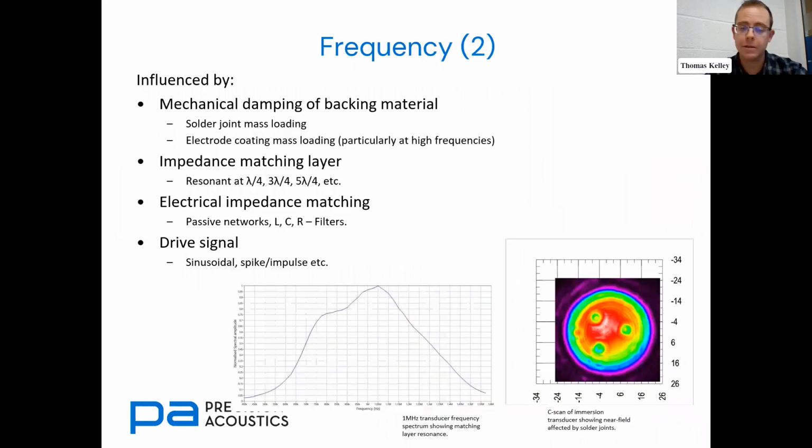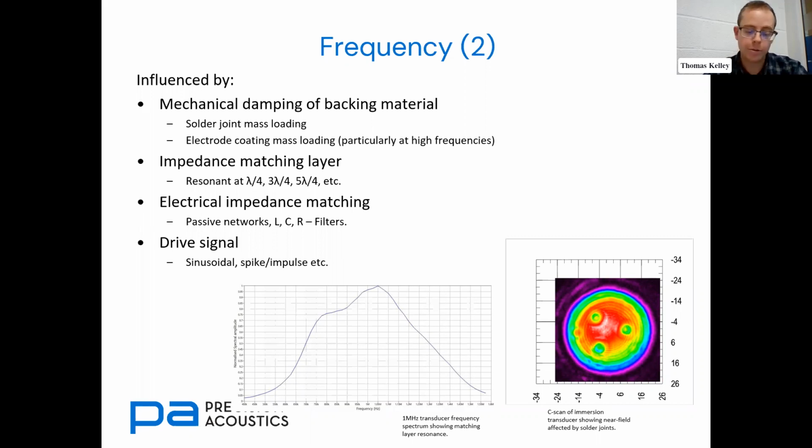So some of the other stuff that can affect the frequency in the transducer, we need to be mindful that the mechanical properties of the transducer can affect the frequency response too. So the type of backing material we apply makes a big difference. A dense, highly attenuating backing provides quite a significant mass loading. It may drop the frequency in some situations.